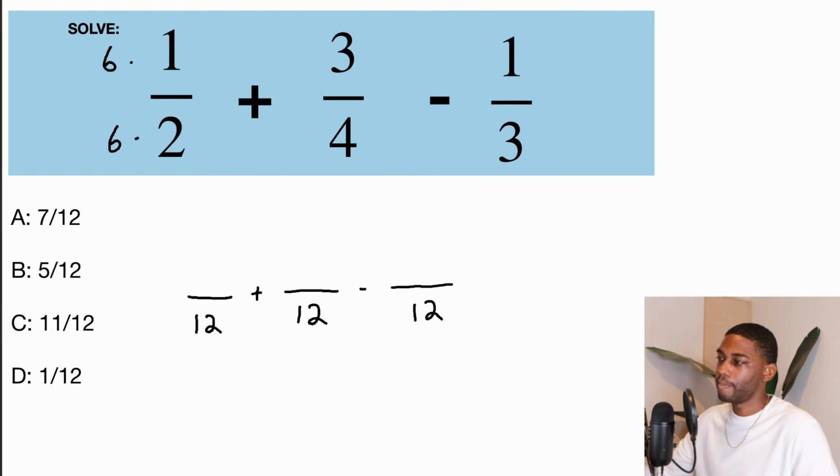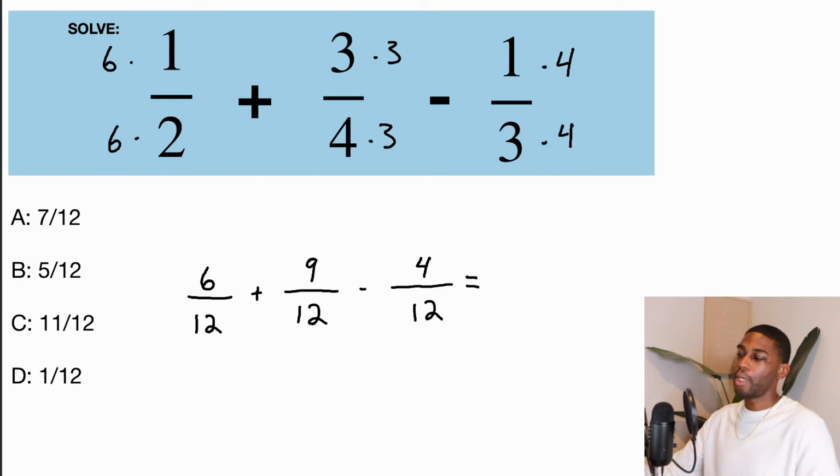Multiply that by 6. What did we do to this 4 in order to get it to 12? We multiply by 3. 3 times 4 gives us 12, so we also have to multiply our numerator by 3. What did we do to this 3 on this side to give us 12? We multiplied by 4. So whatever we did to the denominator, we also have to do to the numerator. Multiply by 4. Right? 6 times 1 gives us 6. 3 times 3 gives us 9. 1 times 4 gives us 4.